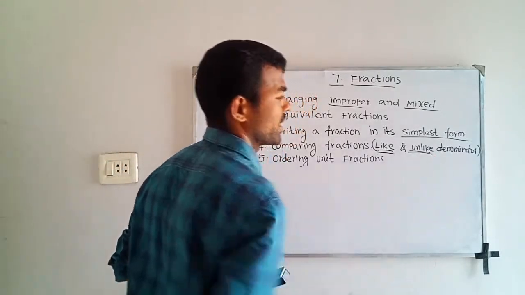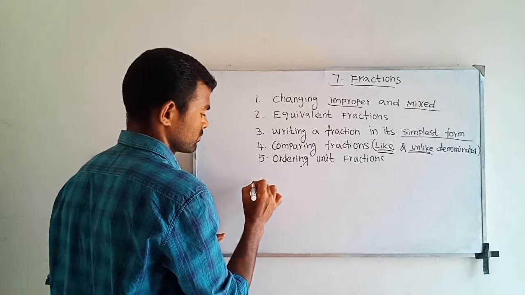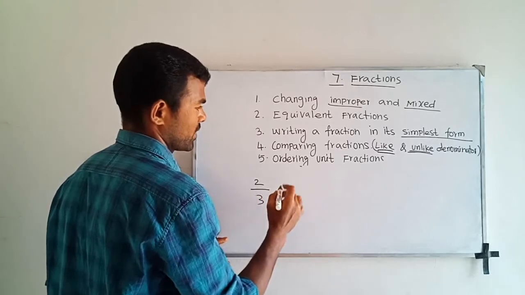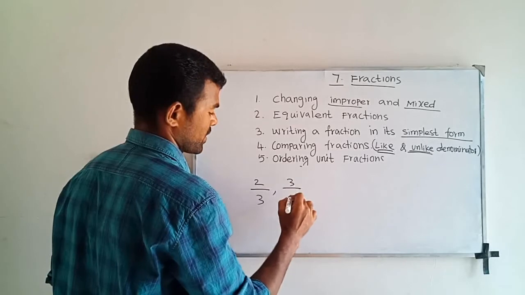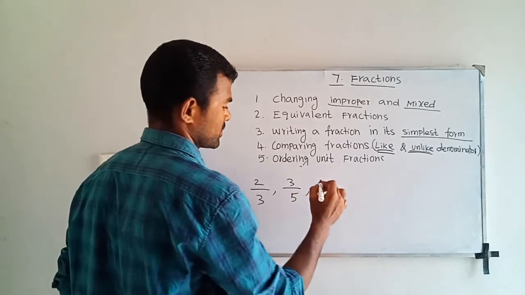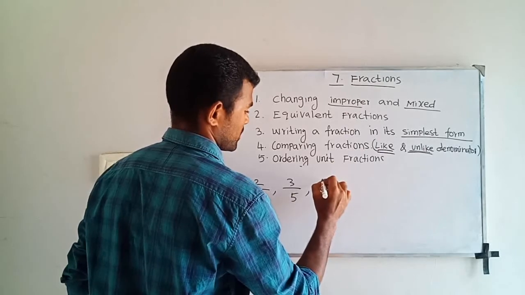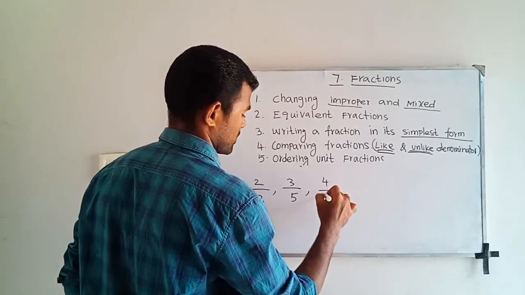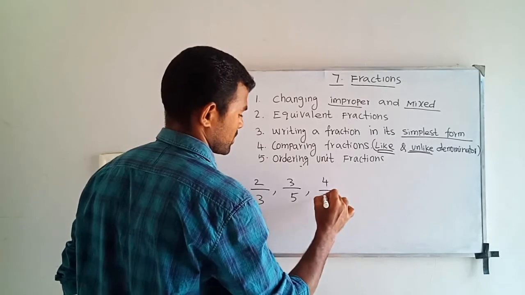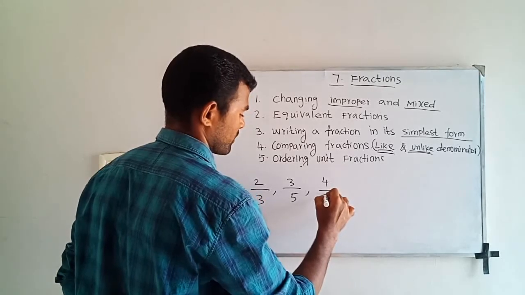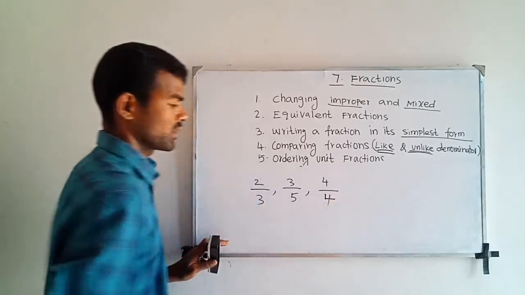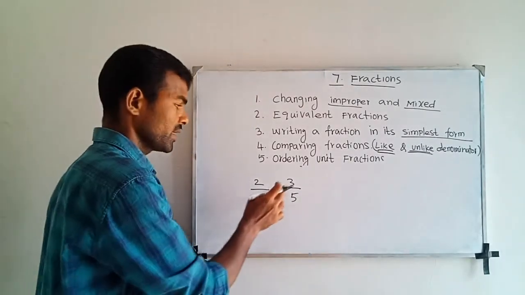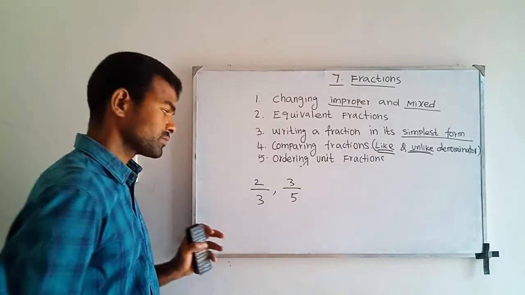Comparing unlike denominators. Here we have 2 by 3, 3 by 5, 4 by 6 and 4 by 5. Let us see any two numbers first: 2 by 3 and 3 by 5. Let us compare these.